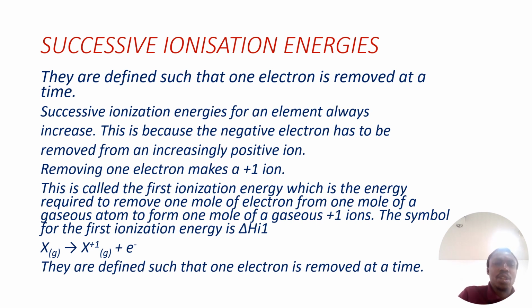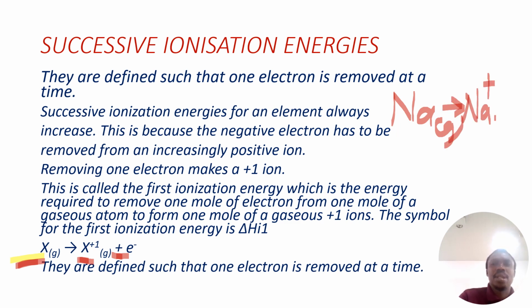So this is an equation. You can see the equation representing the first ionization energy: the energy required to remove 1 mole of electrons from 1 mole of gaseous atoms to form 1 mole of gaseous plus 1 ions. So we'll call it first ionization energy. For example, if we take sodium, the first ionization energy of sodium is from a gaseous atom to form a gaseous plus 1 ion. So you remove 1 electron at a time. They are defined such that 1 electron is removed at a time.